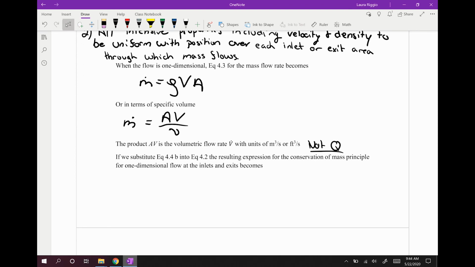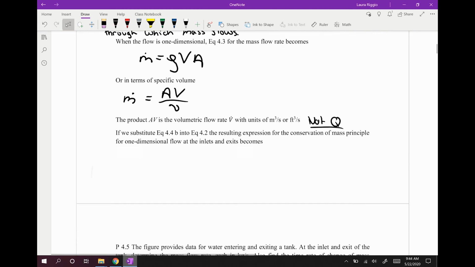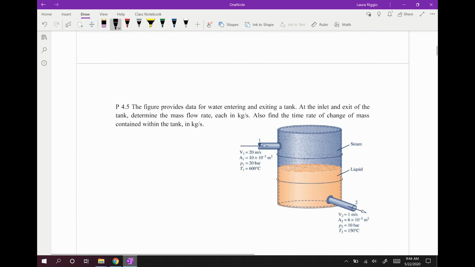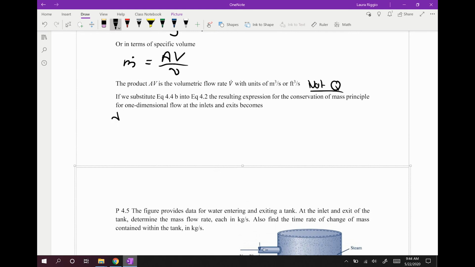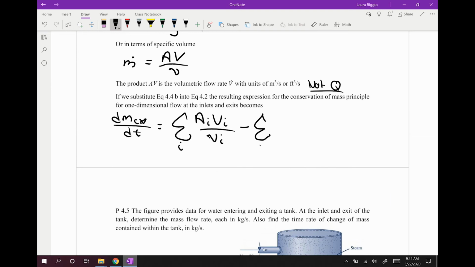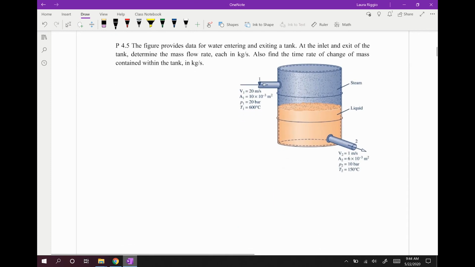If we were to substitute our new equation for mass flow rate back into our expression for the conservation of mass, we're going to get that the change in mass in our control volume with respect to time is equal to the sum of what comes in minus what goes out. We're going to look at an example to illustrate what is going on.